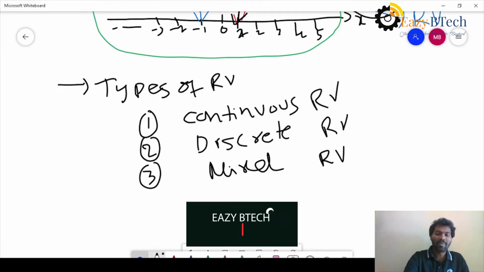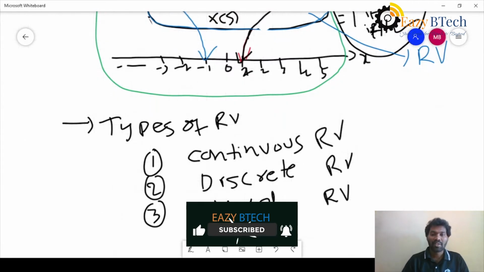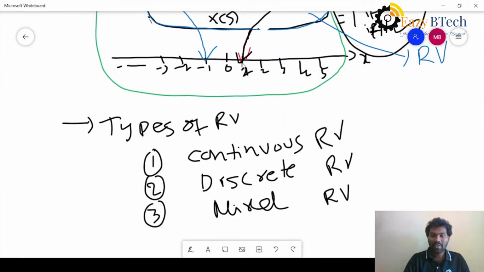See, if you look at this one here, in the real axis you have only 2 points, -1 and +1. So in this case, this random variable is called a discrete random variable. Why? Because here only discrete values, 1 and -1, are there. There are no other values. That's why it is called a discrete random variable.